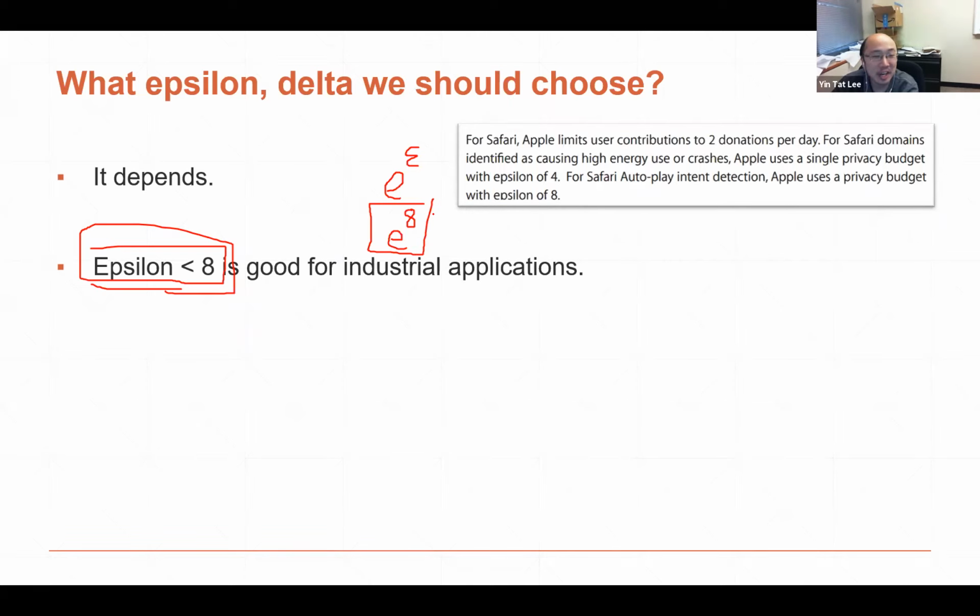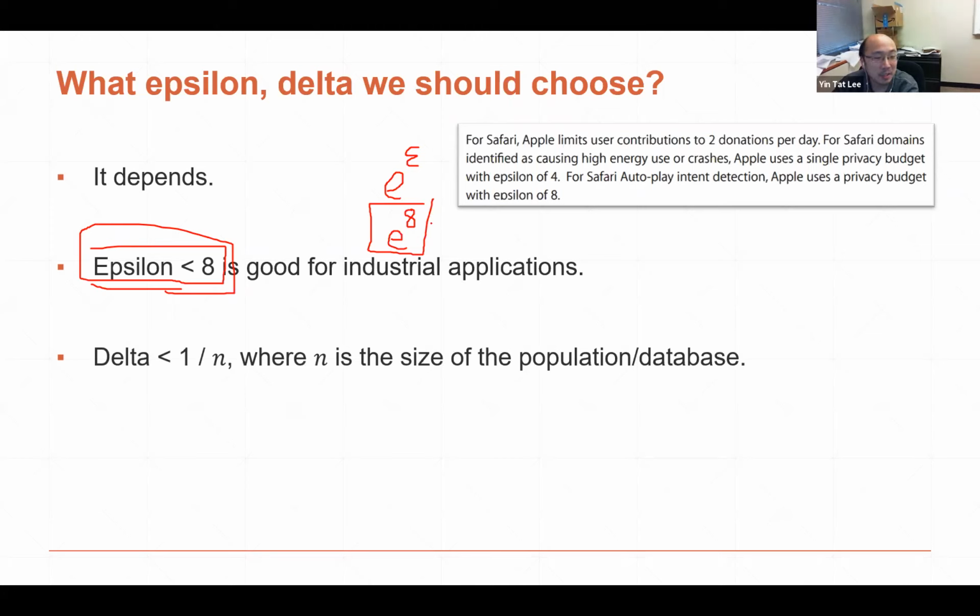it is kind of a trade-off. If you pick epsilon too small, it turns out they cannot really get any useful information. I think in the census they pick epsilon to be somewhere between 2 to 6, depending on the application. And delta, usually people choose something less than 1 over n.